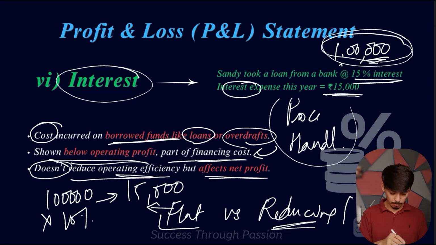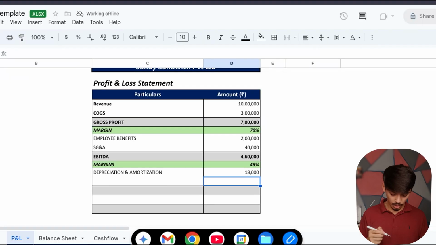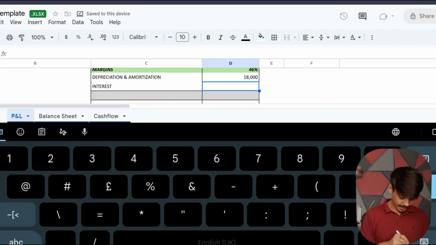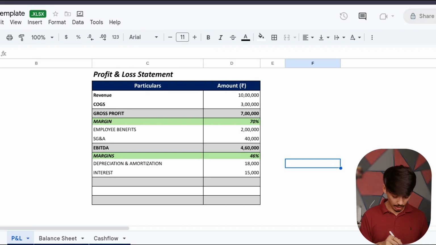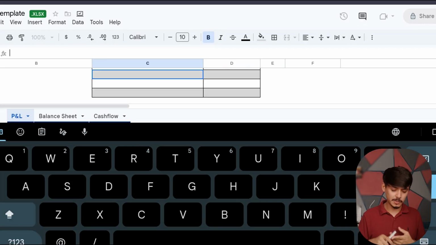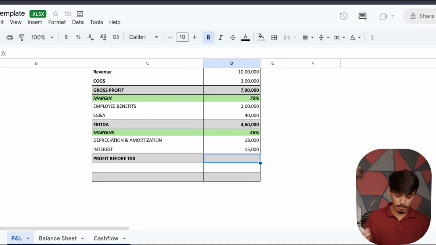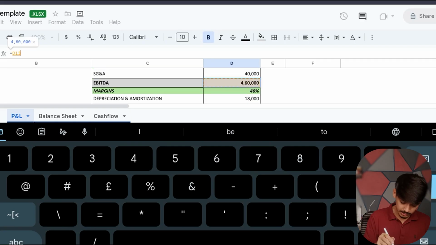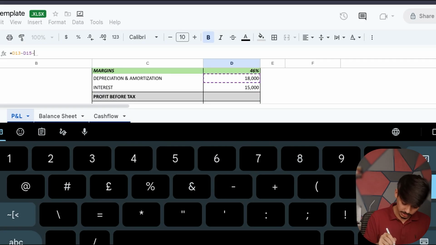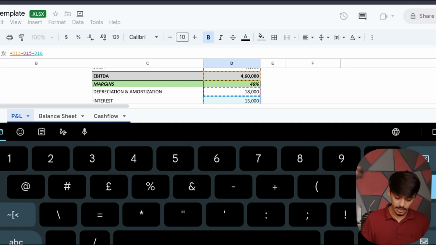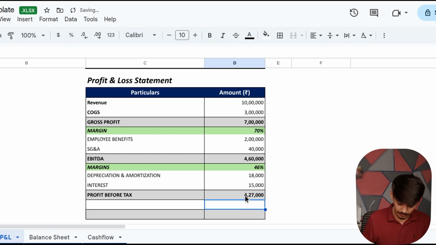So for our example, we will now plug in the interest amount of 15,000 into our P&L statement. So we have added interest, and the amount that we have for this interest is 15,000. That way we have now added both the non-cash expenses into our P&L statement. So after subtracting all the various types of expenses like COGS, operating expense, non-operating expense, we are left with profits before tax. The formula for profit before tax is EBITDA minus all the non-cash expenses. So here we will be calculating our profit before tax as EBITDA minus both the non-cash expenses, that is depreciation and interest, and we are left with an amount of 4,27,000.